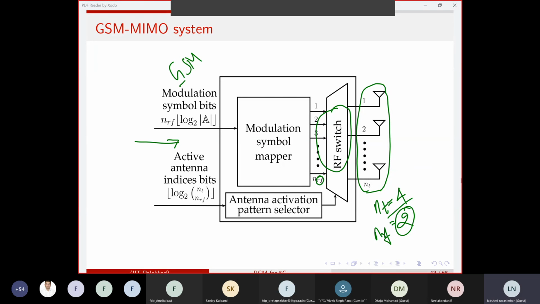Why is this called generalized? Because there is another scheme known as spatial modulation where we always transmit only one constellation symbol. That is, only one antenna is always activated. That is known as spatial modulation. When you have a subset of antennas to be activated, then it is known as generalized spatial modulation.